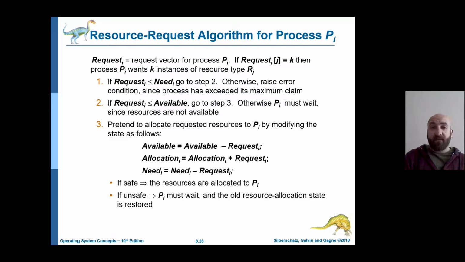In the second step, if Request[i] is less than or equal to Available, go to step 3. Otherwise, Ti must wait since the resources are not available. And the last step, third: have the system pretend to have allocated the requested resources to thread Ti by modifying the state as follows. Available will be equal to Available minus Request[i]. Allocation[i] will be equal to Allocation[i] plus Request[i]. And Need[i] will be equal to Need[i] minus Request[i].